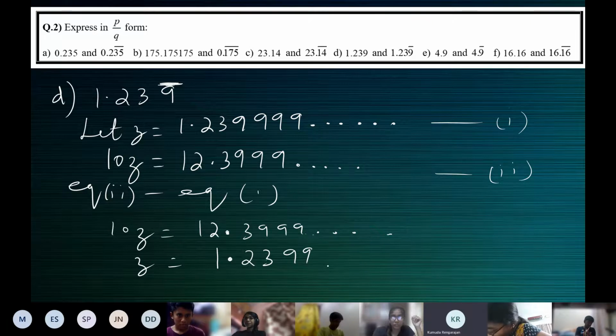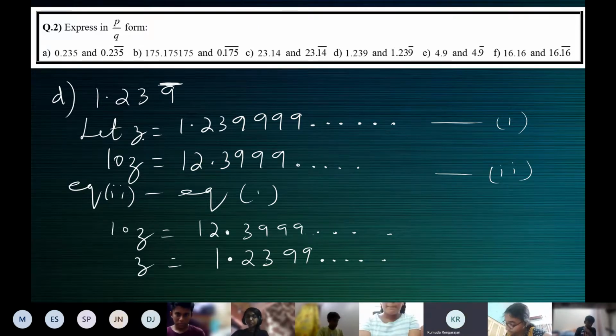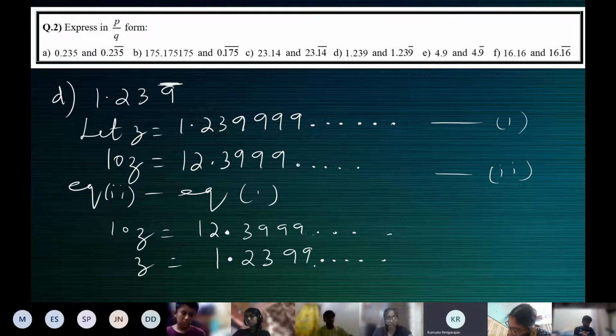Any doubt there, children? No, ma'am, clear. Okay, so in this Z, I've written 4 nines. But here in 10Z, I've written only 2 nines because after the decimal point I have 3999, four digits. So I'm trying to have 4 digits here. That's enough.